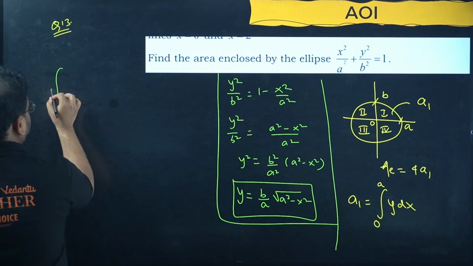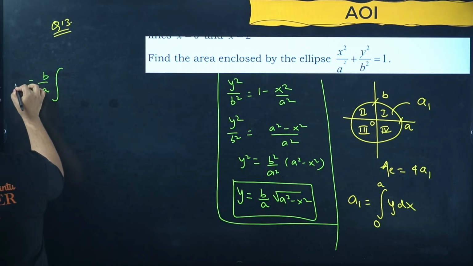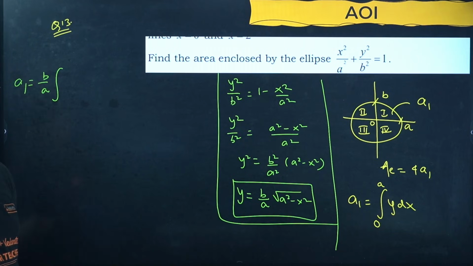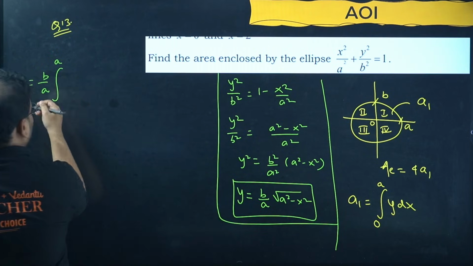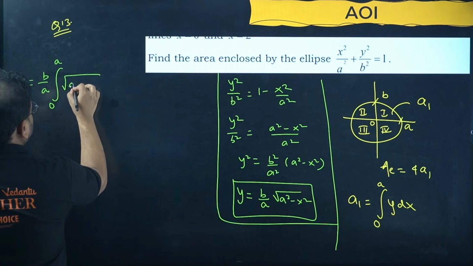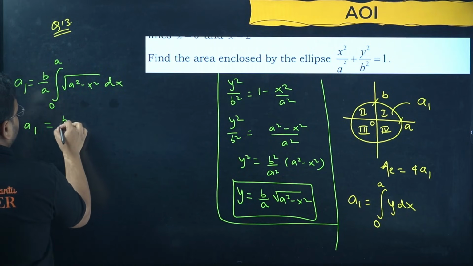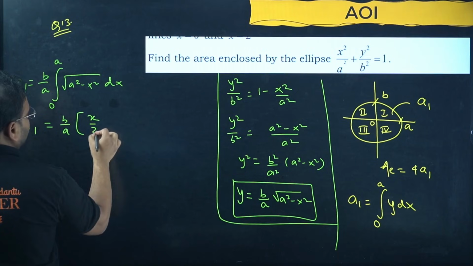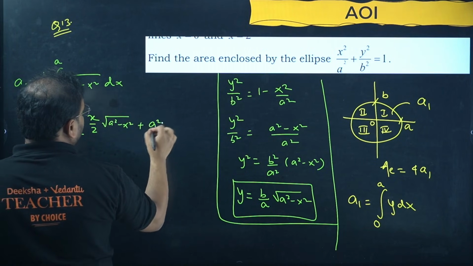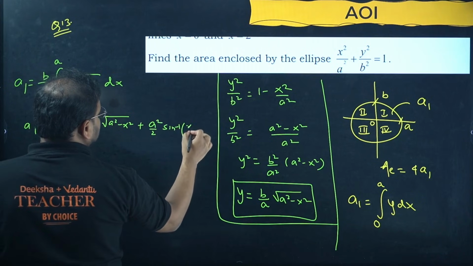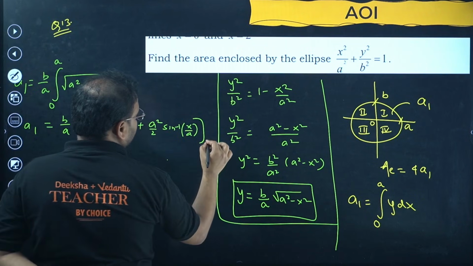Now integrate. What's the integration? The constant is b by a. This is for the area of part 1. b by a, limit is 0 to a. The y value is this only, b by a I have taken already outside. So this is the integral of root of a square minus x square dx. We all know this is a particular function, no problem over here. b by a is outside. This will become x by 2 into the same root, plus a square by 2 sine inverse of x by a. You have to remember the formula. This is from 0 to a.